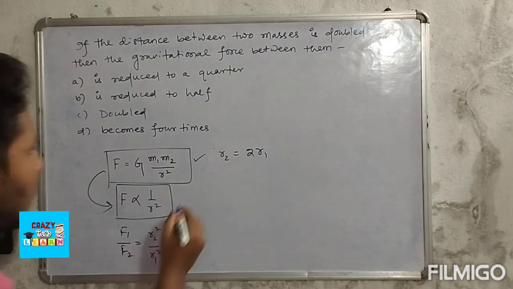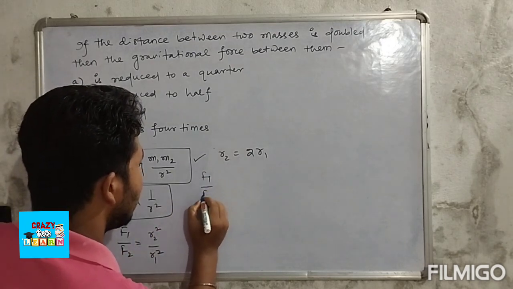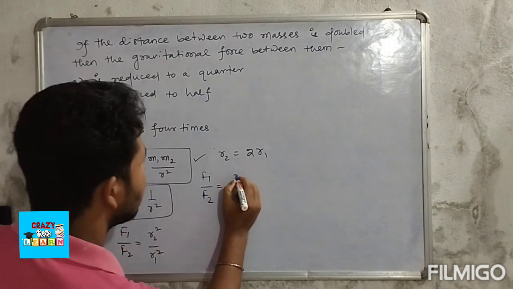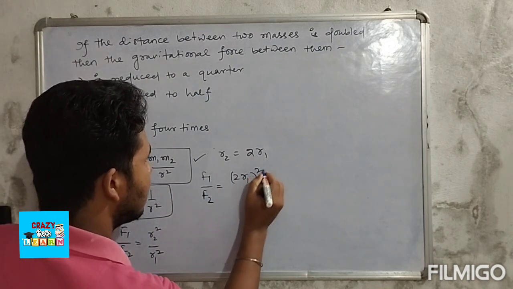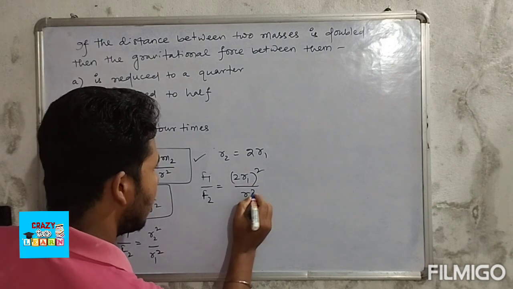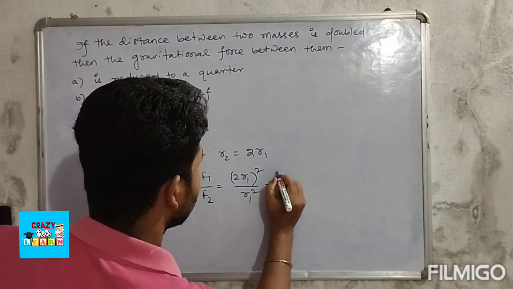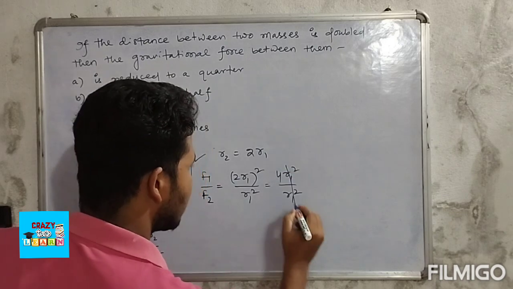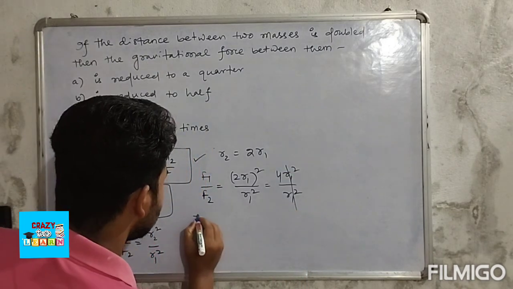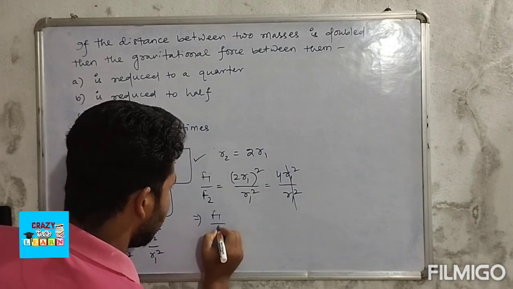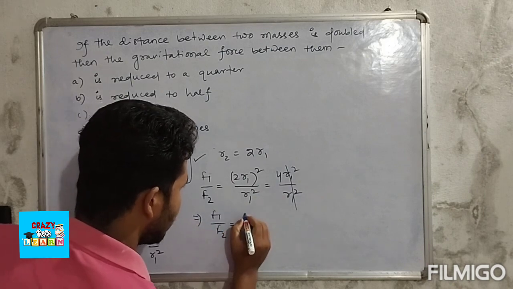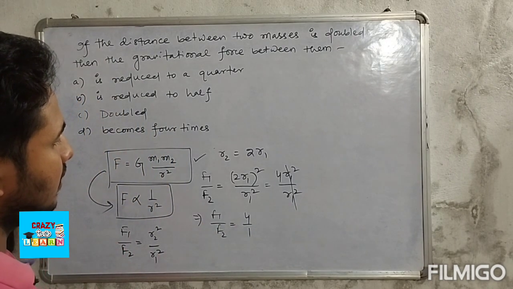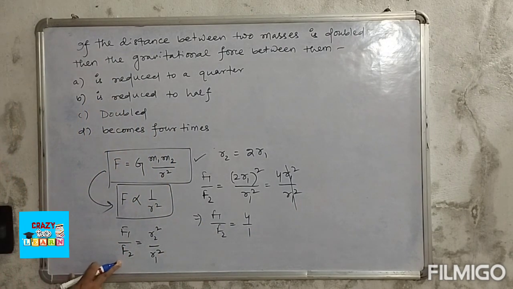So put here, what we will get, f1 by f2 is equal to, in the place of r2 just write 2r1 square divided by r1 square. So we will get 4r1 square divided by r1 square, r1 square cancel, then we will get f1 by f2 is equal to 4 by 1. So what will be the f2? We want the second case gravitational force.